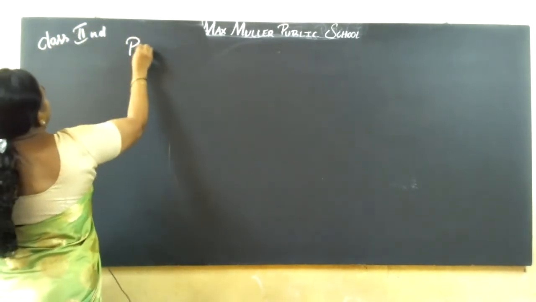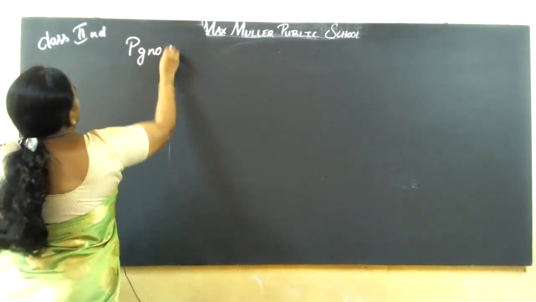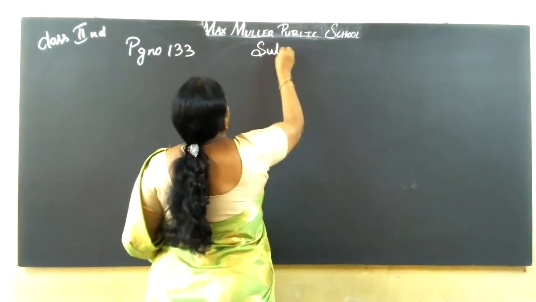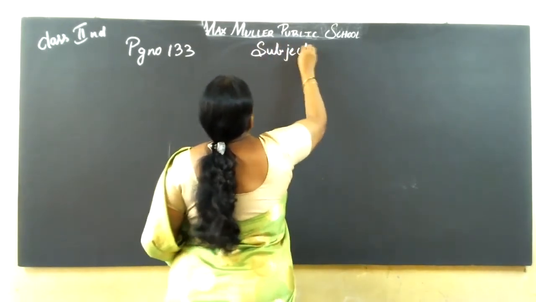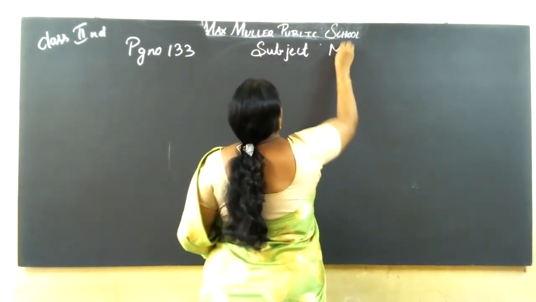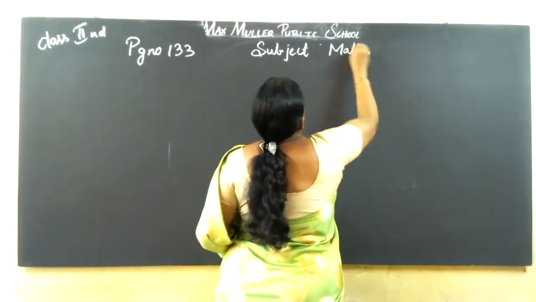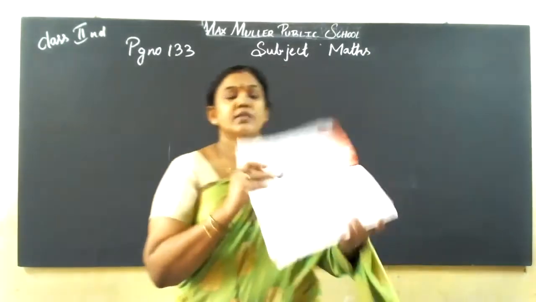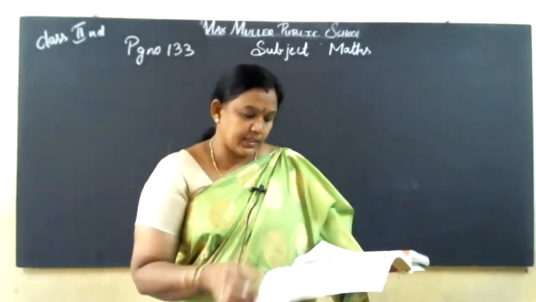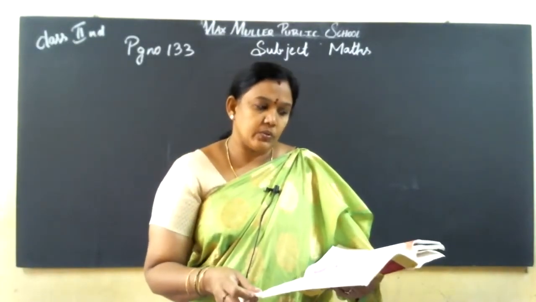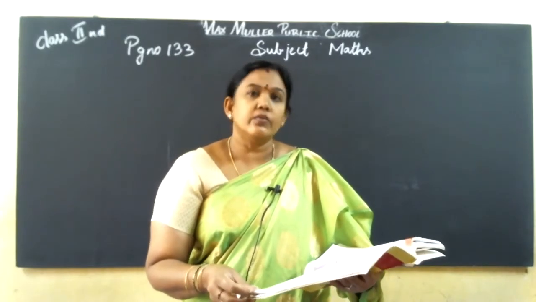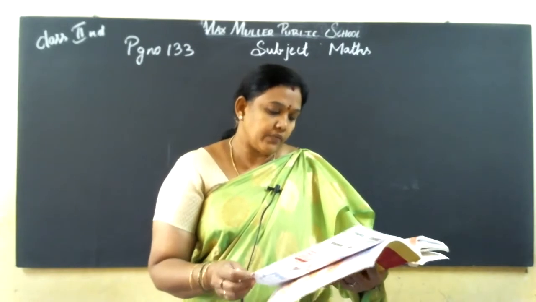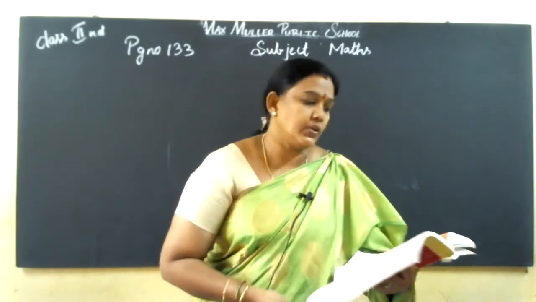Page number 133. Once again, I am saying open page number 133, exercise number 2. Before exercise number 2, we will do a few examples, children. One or two examples we will do. After that, we will go to exercise number 2.